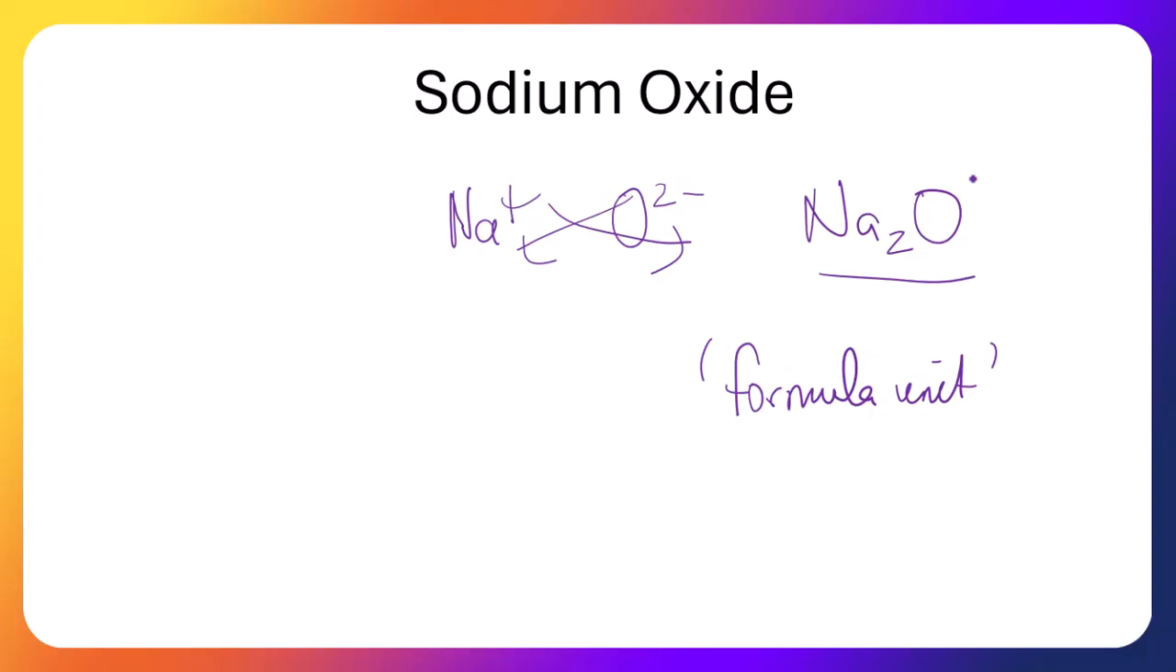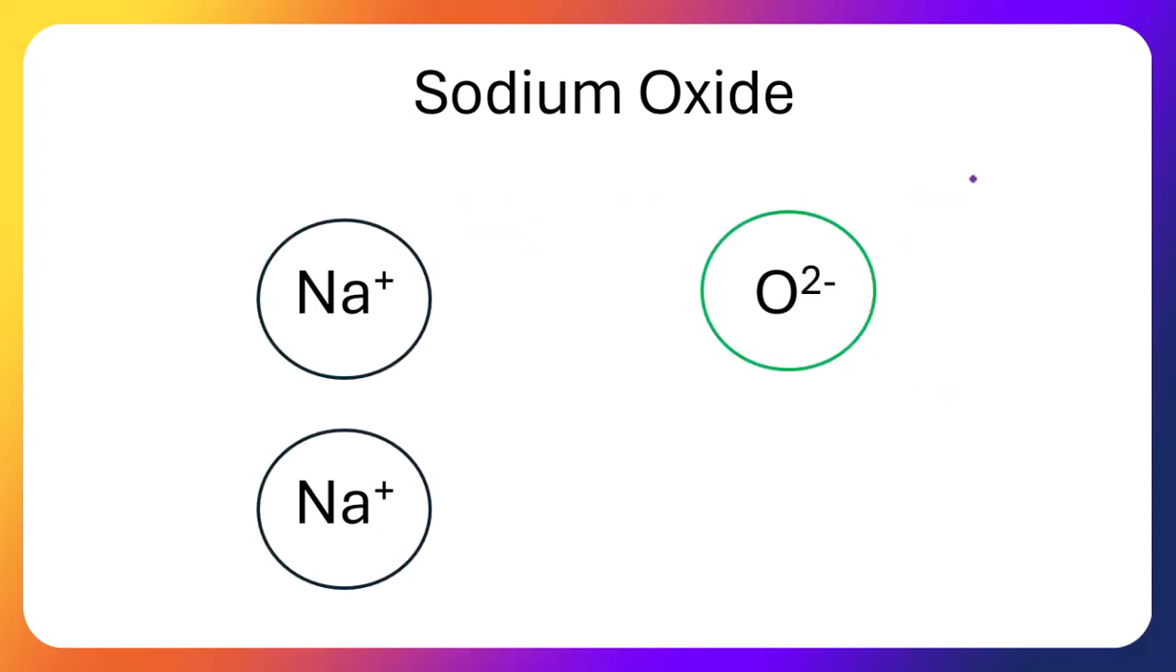We may start to do this kind of blindly. We just crisscross the charge, but this is essentially what the crisscross method is helping us to do. Conceptually, it's important to think about why we're doing this. It's allowing us to figure out how many of each of these ions we need to get an electrically neutral formula unit.